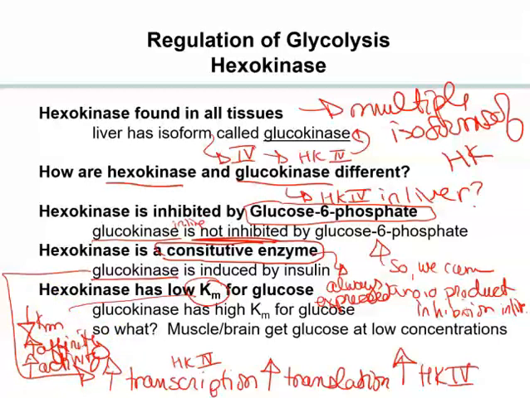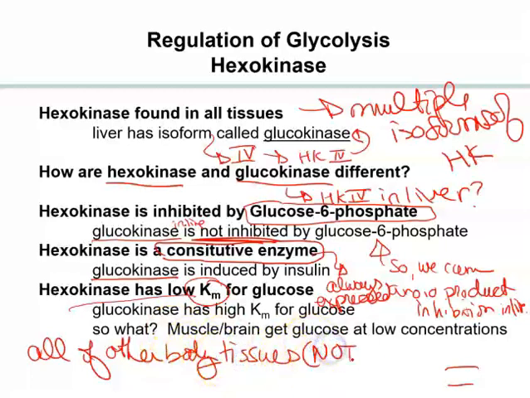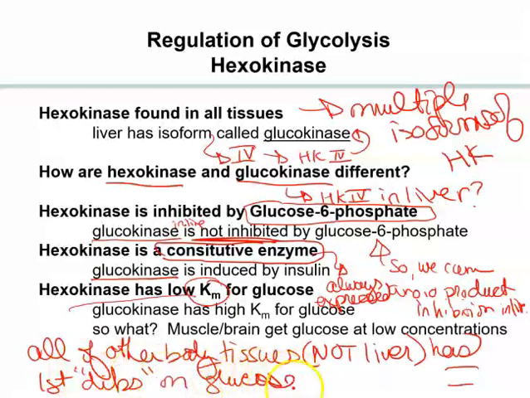Let me sum this up. All of the other body tissues, not liver, have first dibs on glucose. So everybody else gets to use glucose first. Liver has last place, right? So everybody eats first and the liver eats whatever's left.